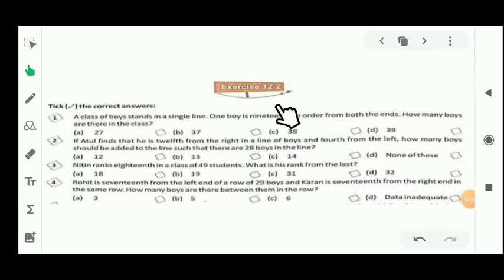Let's see student exercise number 12.2. The question number 1 of this exercise. A class of boys stand in a single line. One boy is 19th in the order from both ends. How many boys are there in the class?